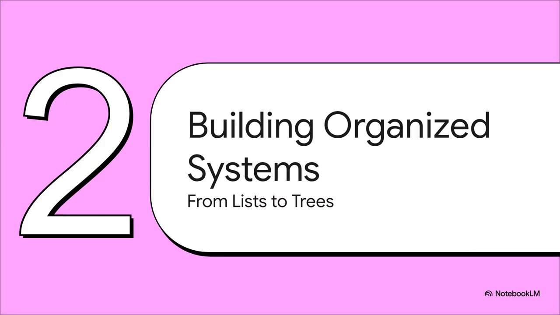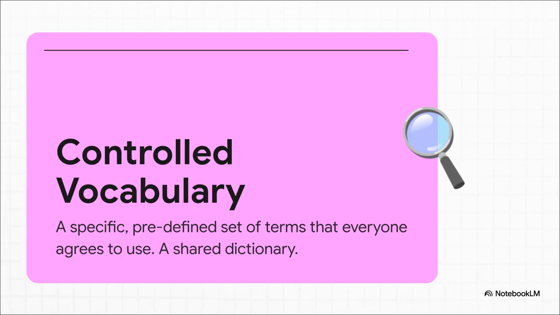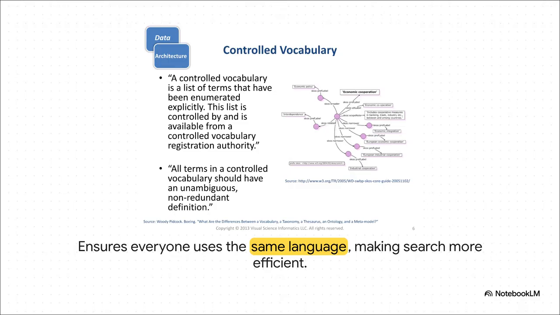All right, now that we have those building blocks down, we can start to construct much more organized systems. We're going to move from just simple lists to more complex structures. And this all starts with something called a controlled vocabulary. All this is a specific, predefined set of terms that everyone agrees to use. Now, this isn't about limiting what people can say, it's about creating absolute clarity so we're all speaking the same language. And this is absolutely crucial in fields like medicine. A controlled vocabulary means a doctor doesn't have to guess whether to search for heart attack or myocardial infarction.